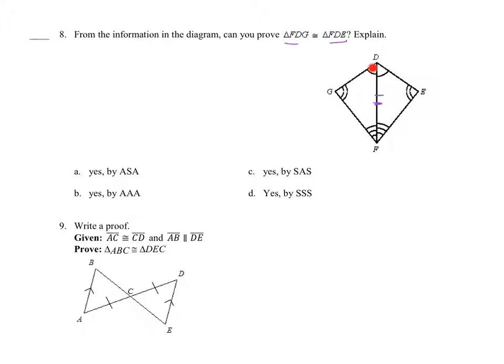So I can prove this by angle, side, angle. Another way that I could prove it would be angle, angle, side. Any of those. But angle, angle, angle, if you look, is not an option. The only options that would prove it would be side, angle, side, or angle, side, angle. Again, because this is what we have. Angle, side, angle.